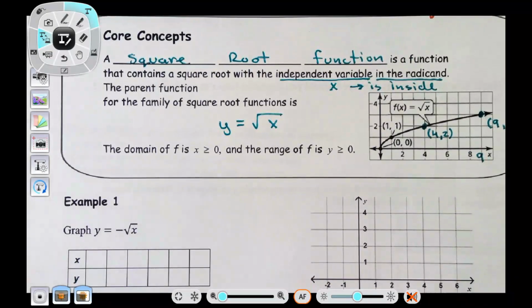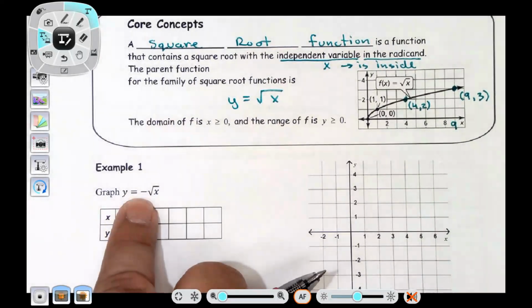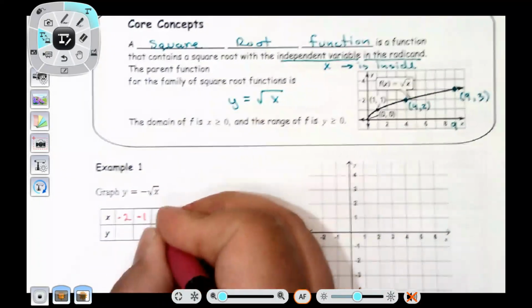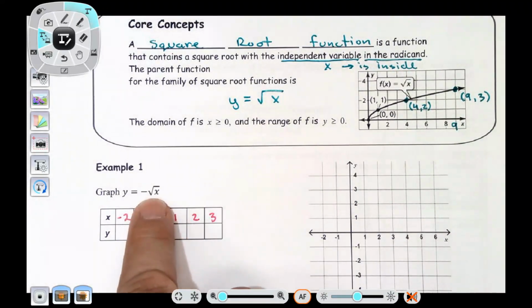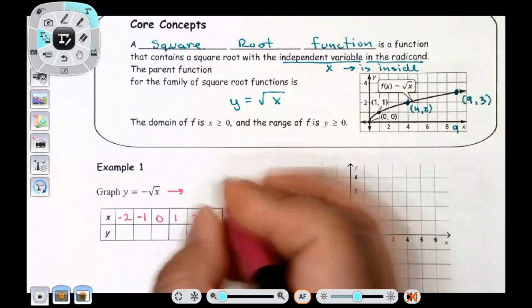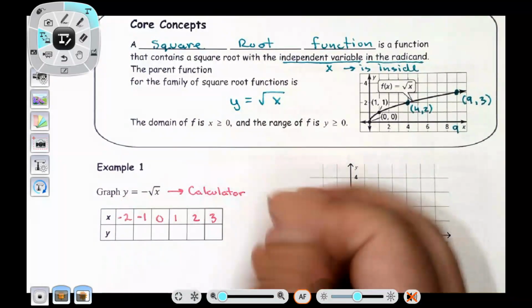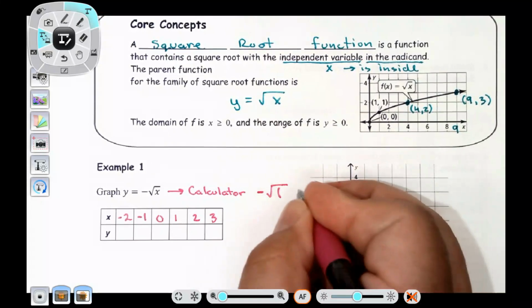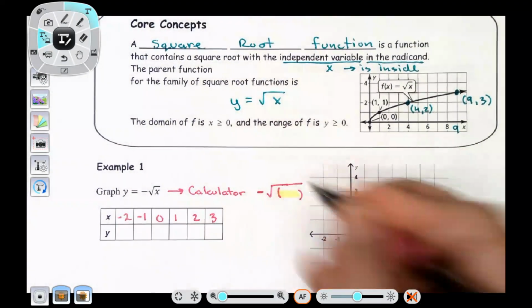Now, for this example, this last example on this page at least, it says graph y is equal to the negative square root of x. So, yeah, I'm going to go with the same points, negative 2, negative 1, 0, 1, 2, 3. All right, now remember, when you plug into your calculator, here's what you're going to put on the calculator. You're going to write the negative. You're going to write the radical. And then it's going to probably put a parentheses. Well, this is where you're going to plug in all of these numbers. The numbers you plug in are the ones that go there in the yellow.